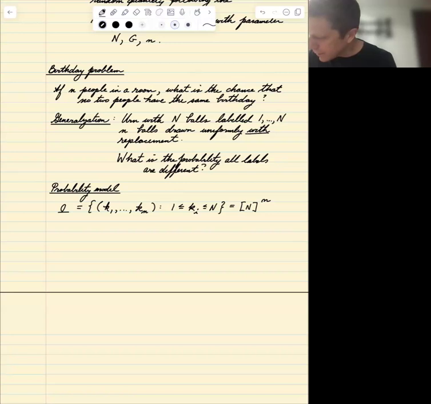How big is this? Well, it's the multiplication rule. How many possibilities are there for the first ball? Capital N. How many for the second ball? Capital N. How many for the third ball? Capital N. None of them interfere with any of the others, so it's capital N to the little n. We're going to assume probability is uniform on omega.